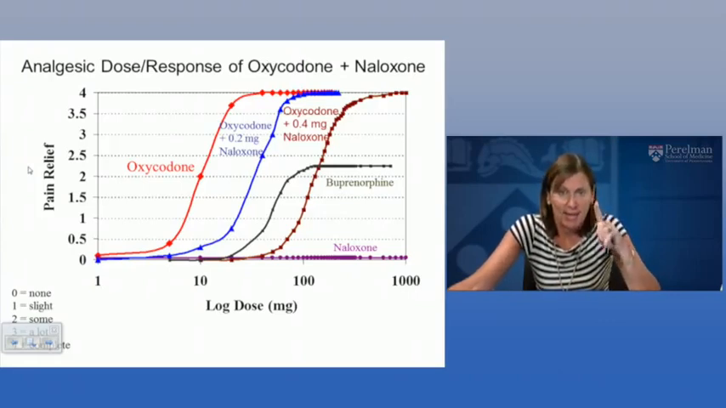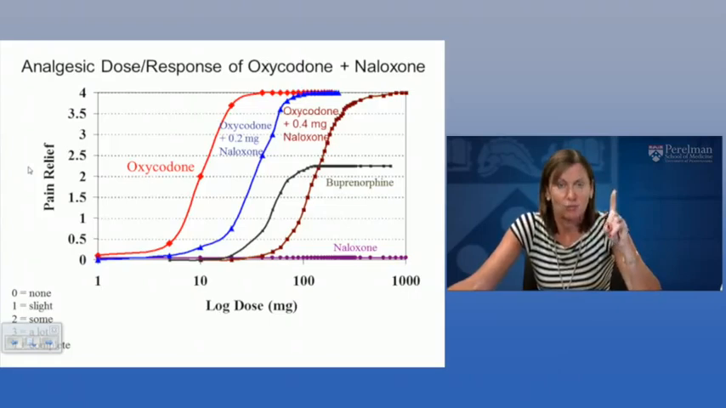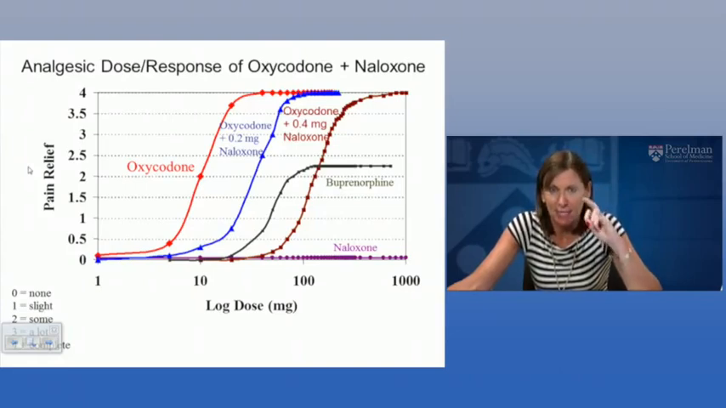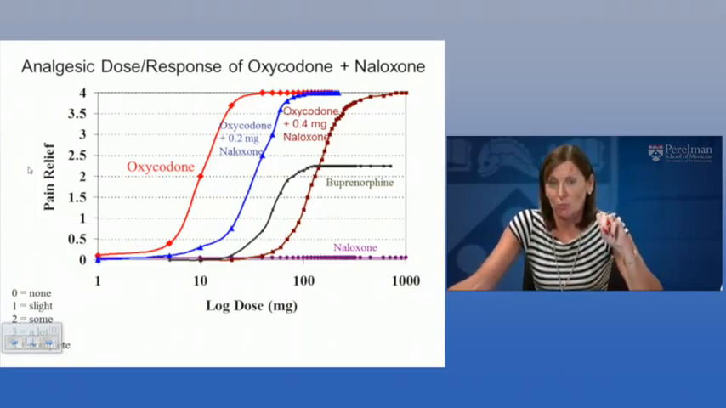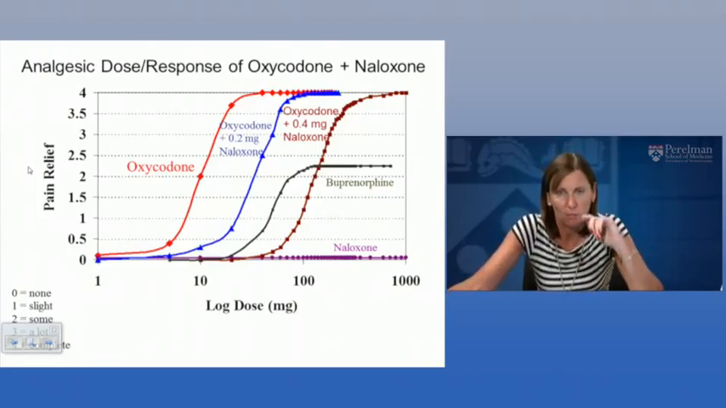Oxycodone is an agonist, a full agonist, K3 equals 0. We said that naloxone is an antagonist, K3 equals, let me back up. Oxycodone is a full agonist and the K3 equals 1. Naloxone is an antagonist and the K3 equals 0. Buprenorphine is a partial agonist and its K3 is 0.7, so between 0 and 1.